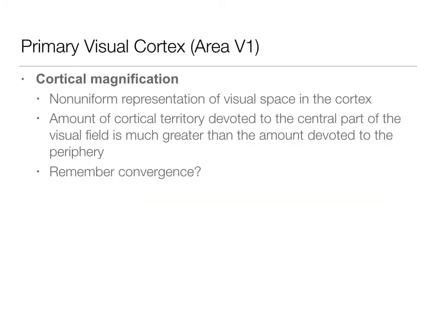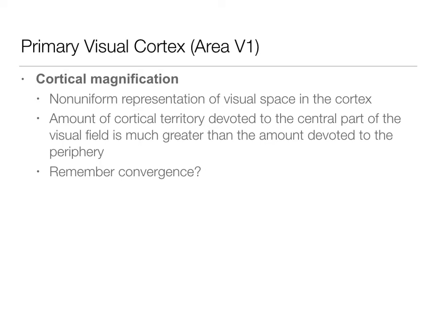Another thing that's going on, and another way that the primary visual cortex is organized, is called cortical magnification. What this means is that there's not a one-to-one relationship in terms of the cortex. We don't see that the area on the retina is equally represented in the cortex. So while we have a map and we'll see these things adjacent, it's not going to be an equal representation.